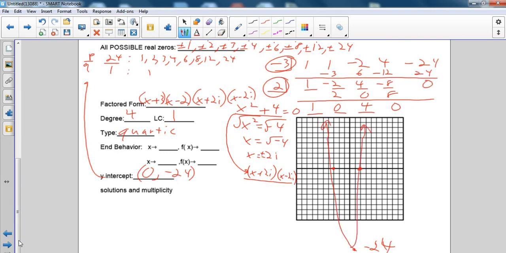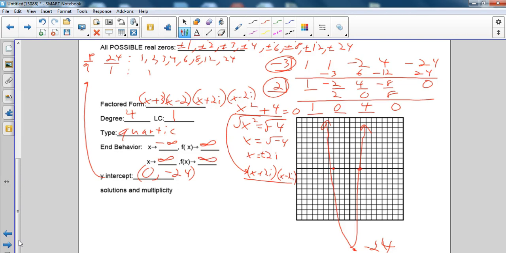I could have drawn that better, but there's your general shape. So what's the end behavior doing? Well, as it's going left, negative infinity, in the second quadrant, it's going up. And then as it's going right towards positive infinity, in the first quadrant, it's going up towards positive infinity.